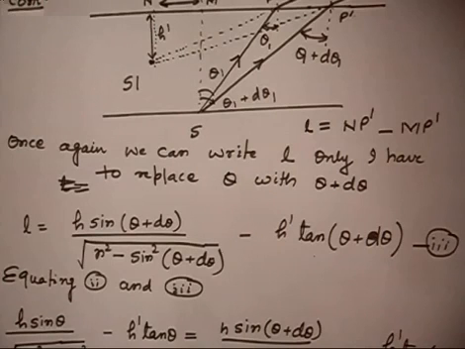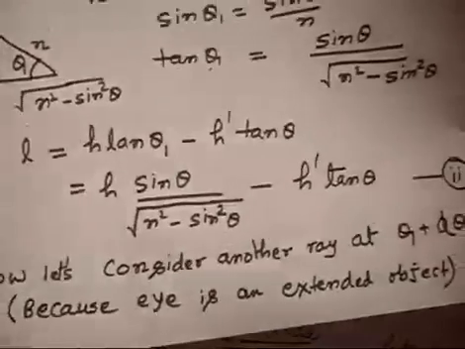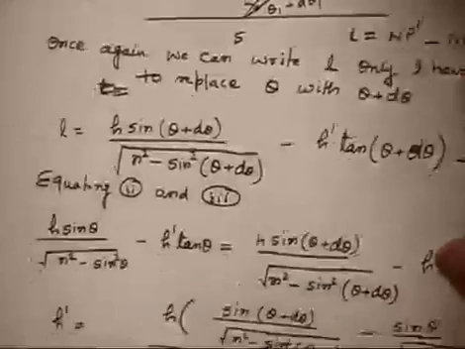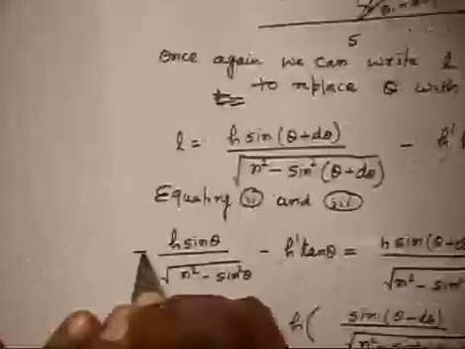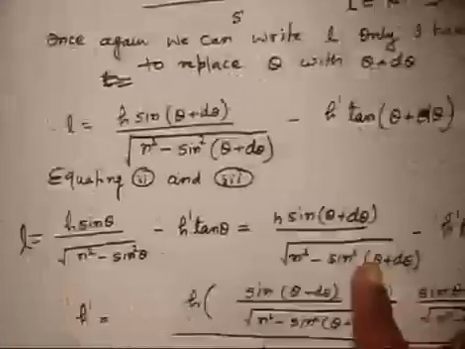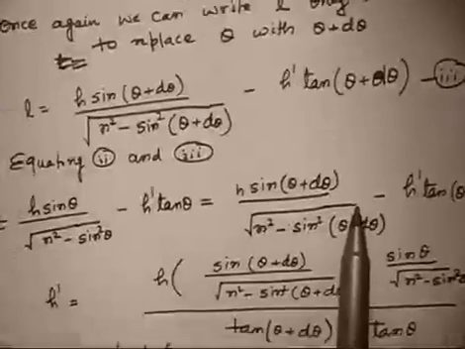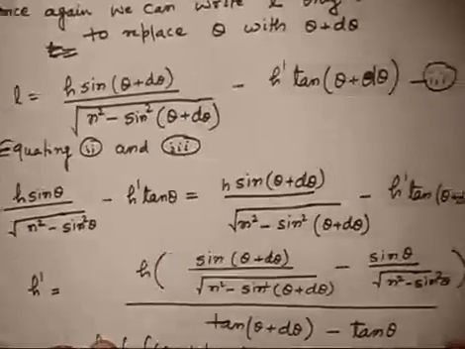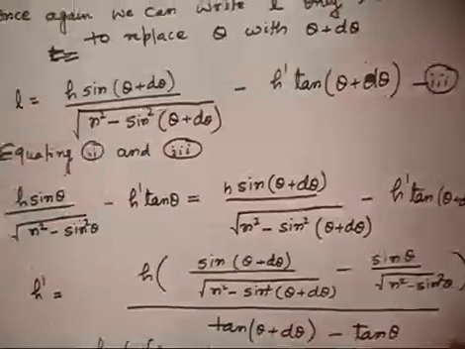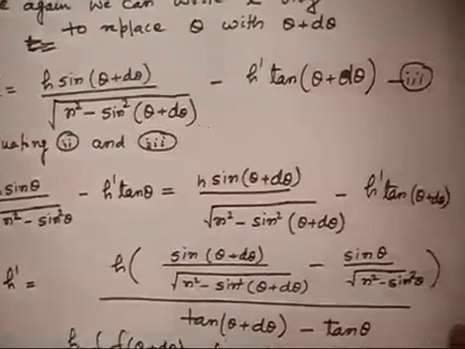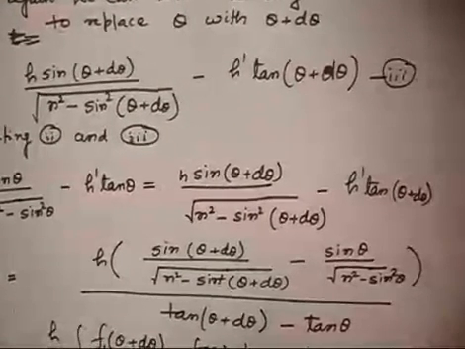Now if you see these two functions, I can find L from here, or I can find L from here. I should get the same thing, that is, I can equate these two equations. So I can either write L equals this, or L equals this. If I equate these two equations, let us write it and then we'll discuss. You equate yourself. So h tan theta by the square root of n square minus sin square theta, minus h dash tan theta, is equal to h sin(theta plus d theta) and so on. Only you have to replace theta by theta plus d theta.